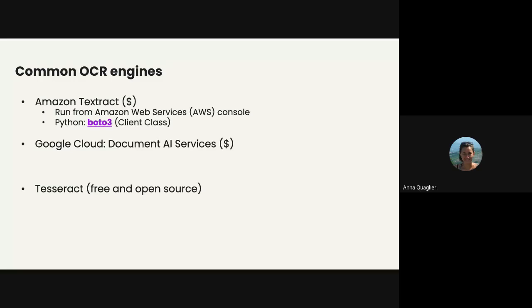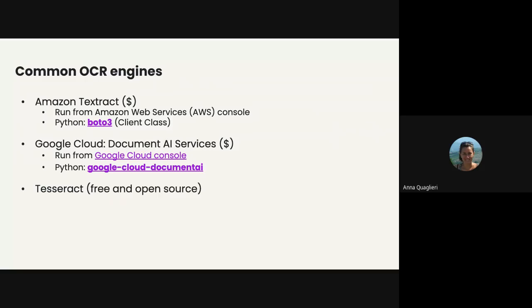Within Google Cloud, and I'm going to go into more details in a second, there are the Document AI services. Of course, both Google and Amazon are paid services. The Document AI services are services to analyze and process documents. You can run them from the Google Cloud console. There is also a Python package, Google Cloud Document AI, which personally I haven't used yet, but I've linked here the documentation on how to get started and how to set it up.